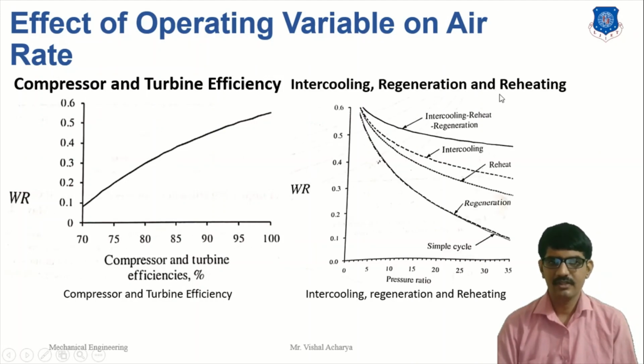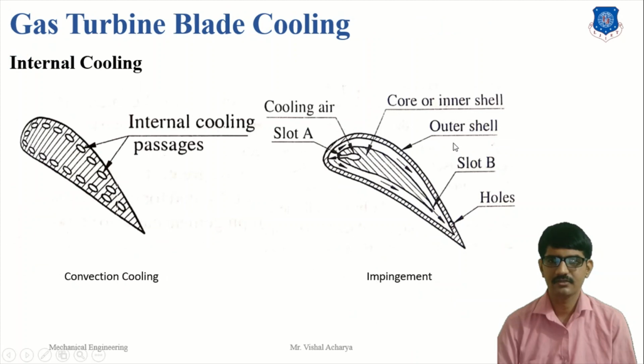When the intercooling, regeneration and reheating, same parameter. When the pressure ratio is increasing, the work ratio is decreasing, but with intercooling and reheat regeneration, we have a maximum pressure ratio. So here we are getting the maximum work ratio in intercooling, reheat and regeneration.